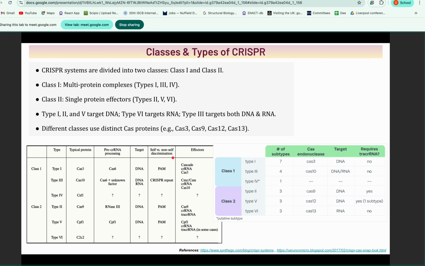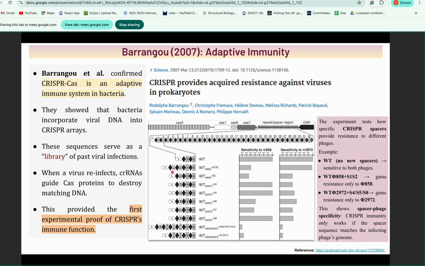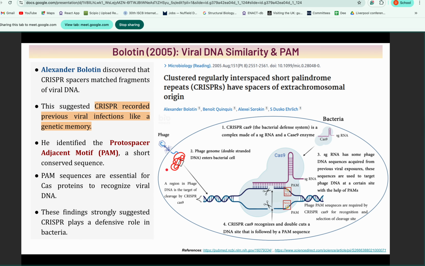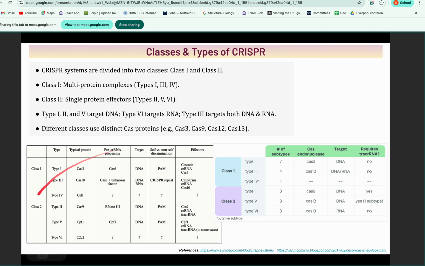Now, self versus non-self discrimination. So how does it discriminate? Type 1 discriminates with the help of PAM, which we discussed, which is next to the spacer element. When we talk about the PAM sequence, this is the protospacer adjacent motif. So this is the PAM. Not all classes of CRISPR identify foreign DNA with the help of PAM. In this case, it is the PAM with which it distinguishes between self versus non-self.